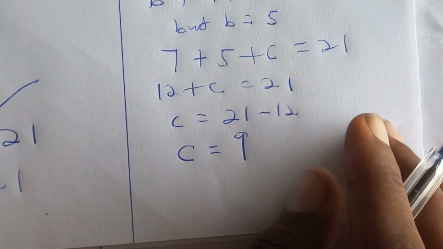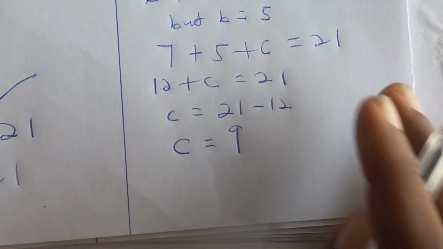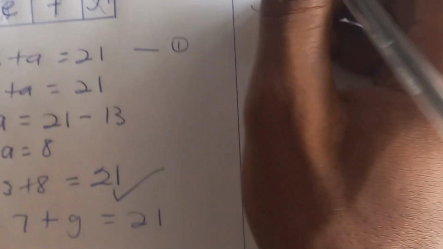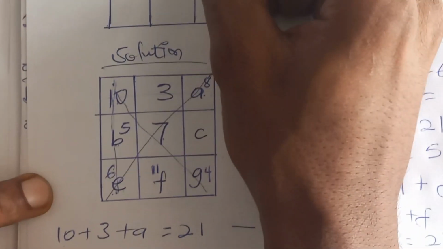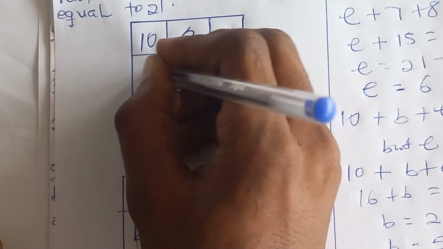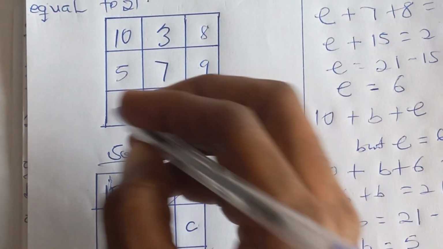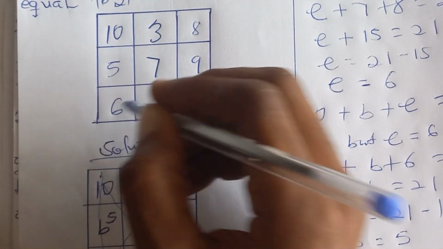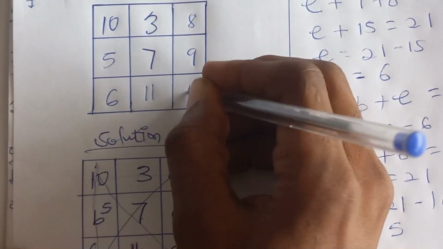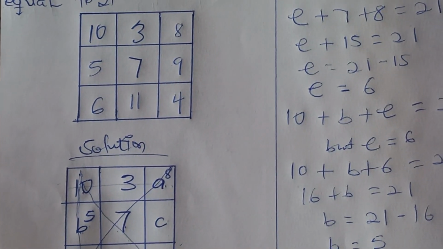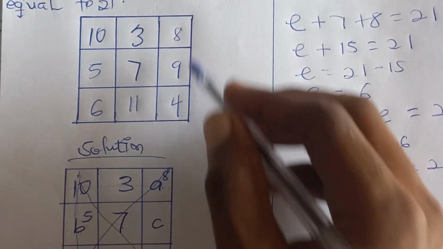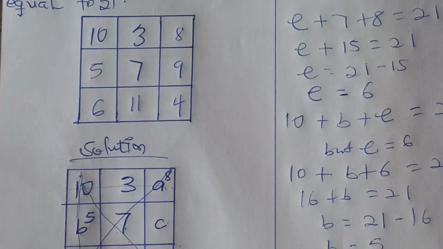So C is 9. So it means that our magic box will be 10, 3, 8, 5, 9, 6, 11, and then 4. So when we sum up everything, the diagonals, you can verify that yourself.